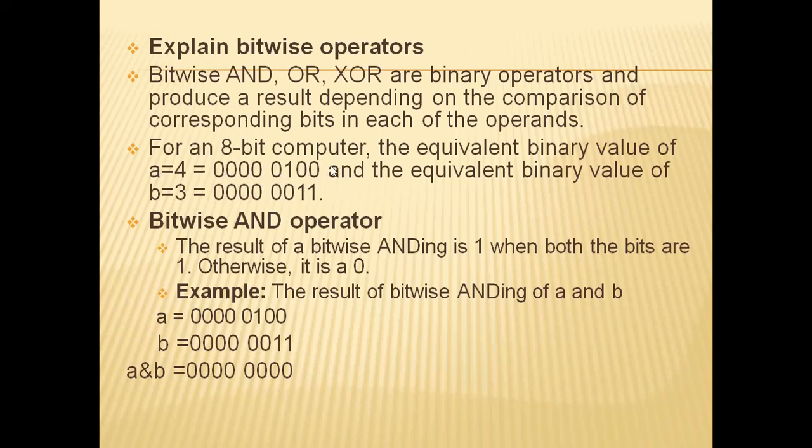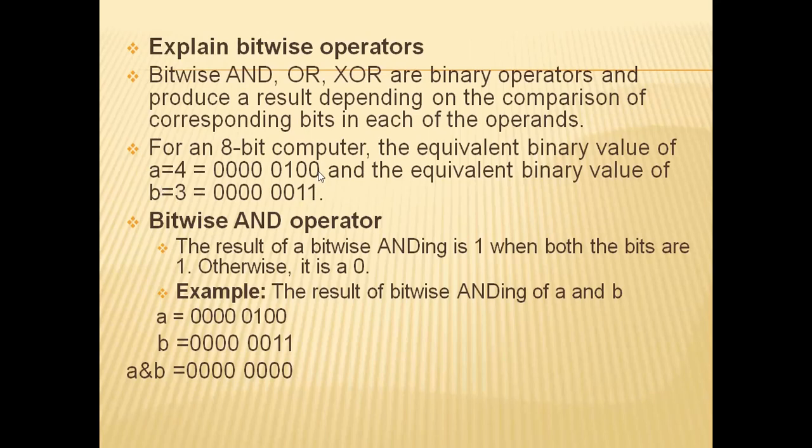The 4 is equal to this value in binary format. And if you consider B is equal to 3, then the binary equivalent for 3 is 0000 0011. This is the binary equivalent for 3. If you perform logical AND on A and B operators.